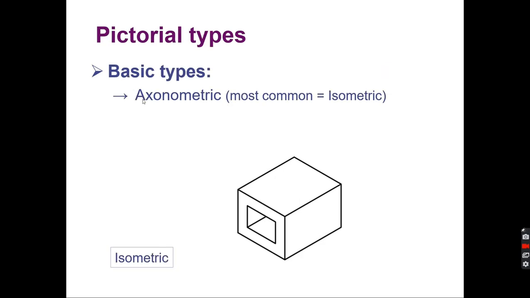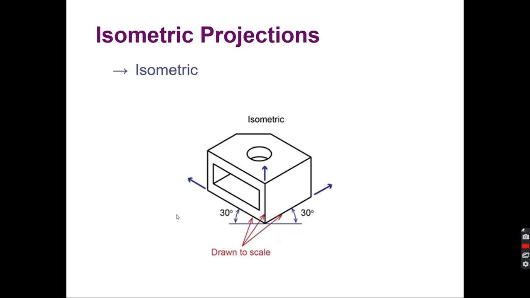The basic type is isometric, and there are different ways that we can do this. There are cabinet drawings, there are pictorial drawings. What we're going to look at is the isometric drawing, and the isometric drawing is the most common. It looks like this.